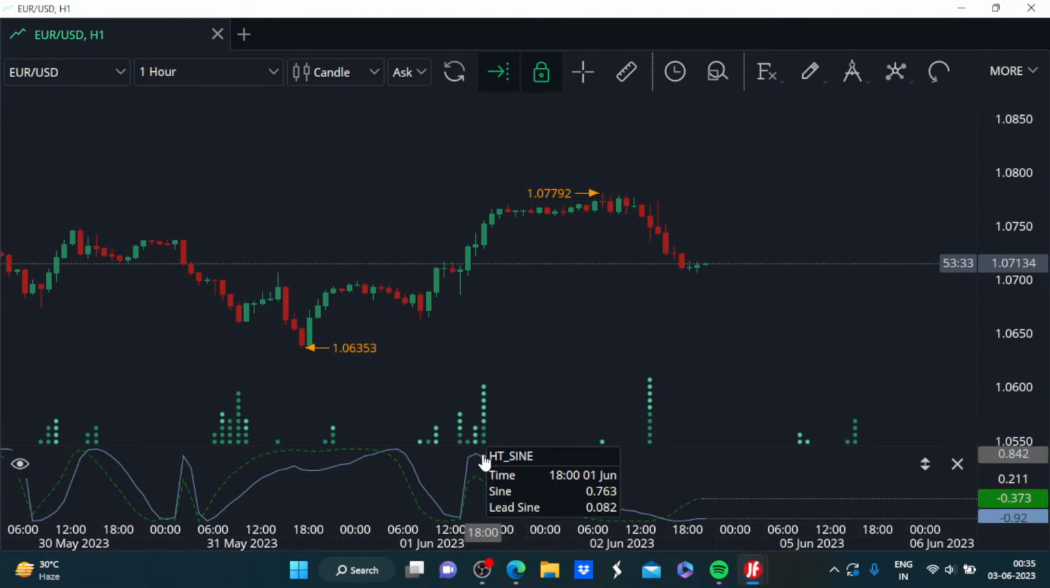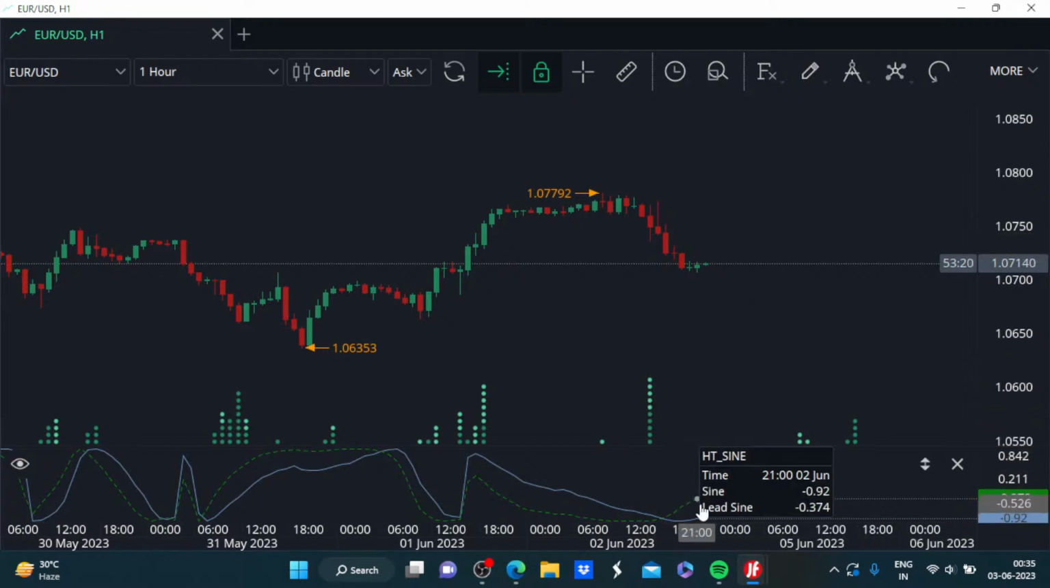And then this prior formation has to be kept in the mind as well. Now, if we consider this current move, we have the sine value which is less than the lead sine. Here, this time around, the sine is in negative territory and so is the lead sine, but the sine value is lower than the lead sine. But since both of these are in negative territory, that is considered sideways.